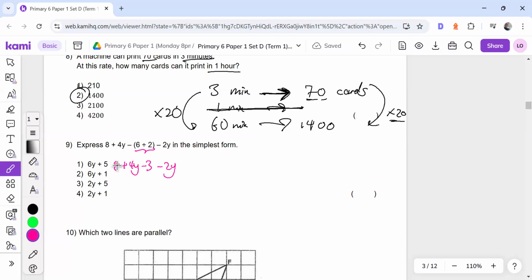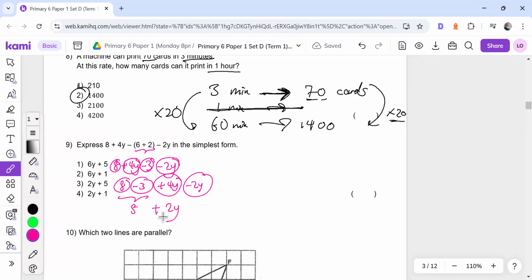Then you are stuck because you don't know what to do. Then your teacher hasn't taught you algebra yet, right? But those in my class, you should know. You circle the groups, right? Then you rearrange them. So you put the groups with the same kind. Put the whole numbers together side by side. Put the letters together side by side. Okay, now can you minus already? 8 minus 3 will be 5. And then 5 plus 4y minus 2y become 2y.